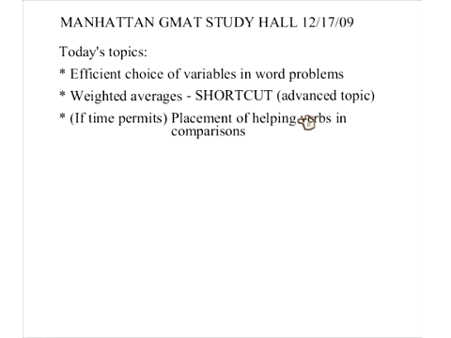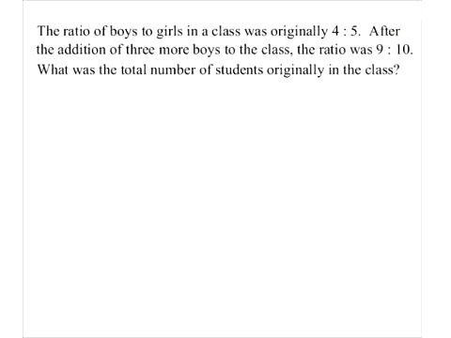In any case, here is our menu for today, and what I want to start talking about is this, efficient choice of variables. We're going to begin that topic with a problem like this. The ratio of boys to girls in a class was originally 4 to 5. After the addition of 3 more boys to the class, the ratio is 9 to 10. What was the total number of students originally in the class?